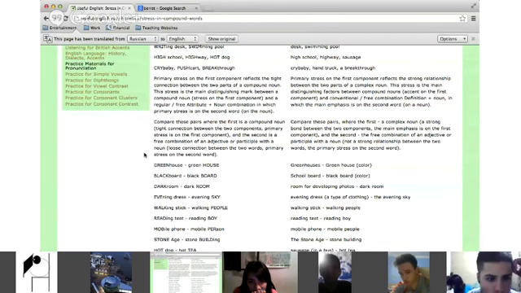Primary stress on the first component reflects the tight connection between the two parts of a compound noun. This stress is the main distinguishing mark between a compound noun, stress on the first component, and a regular free attribute plus a noun combination, in which primary stress is on the second word, the noun.